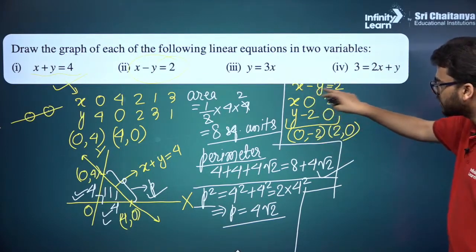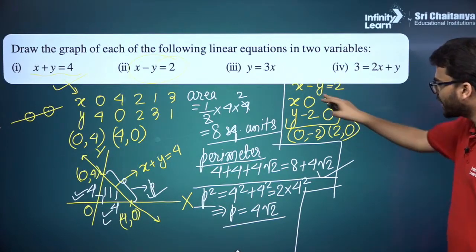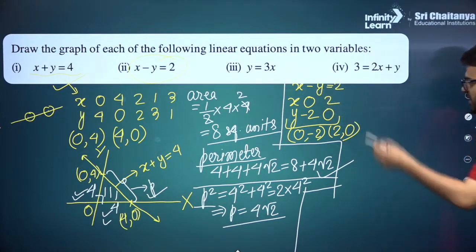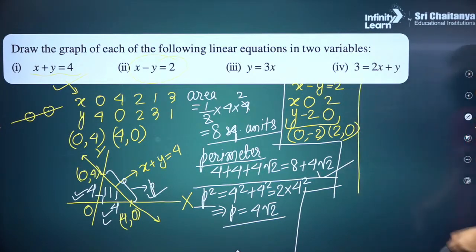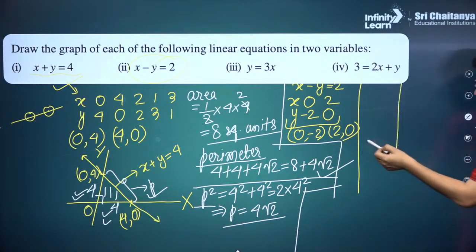You see, x is equal to 0, so y will be minus 2, and if you take y is equal to 0, x is equal to 2. I know there is a space crunch, but this is a simple question. You will be able to understand that immediately, right?